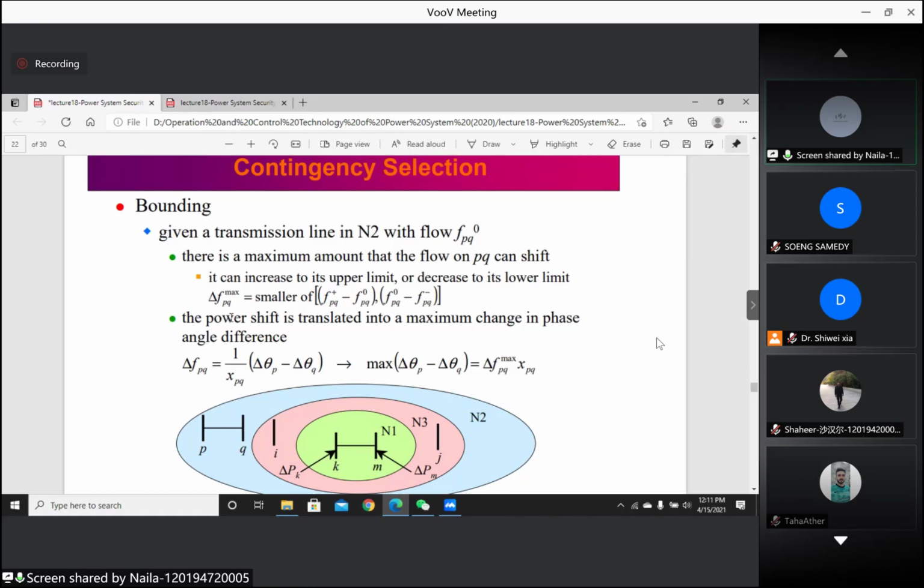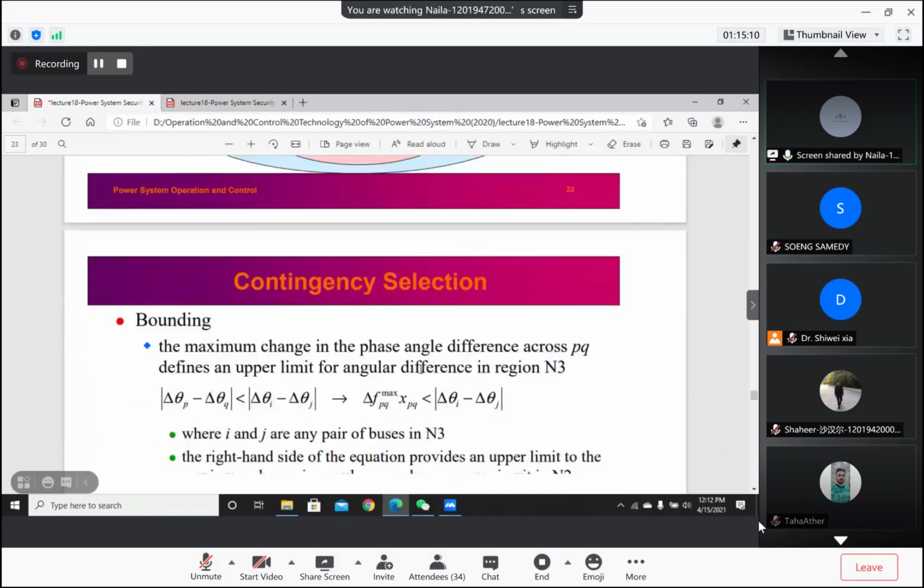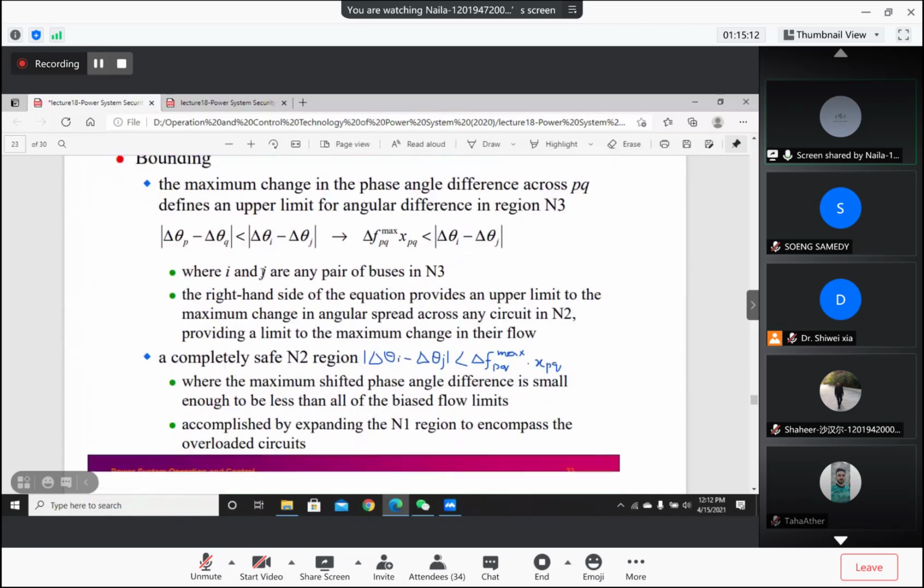Further, we can translate this power shift into the maximum change in reactance from P to Q. In this figure, we can see three regions: N2, where we have the P to Q bus; N3, where we have the I to J bus; and the N1 region, where any outage occurs. Here we have K to M buses. So let's discuss further bounding.